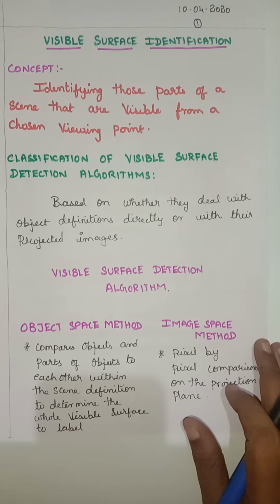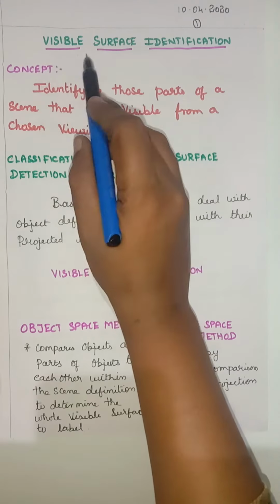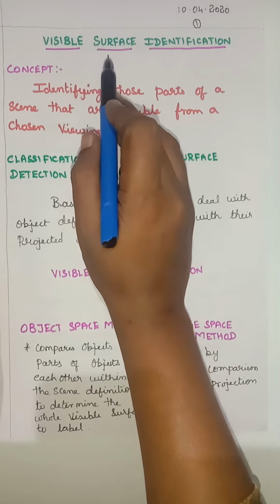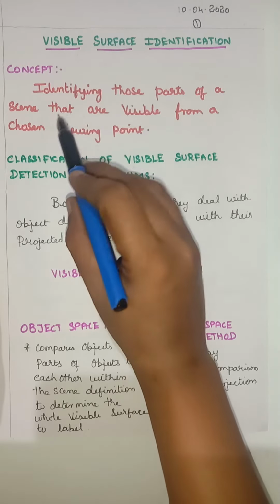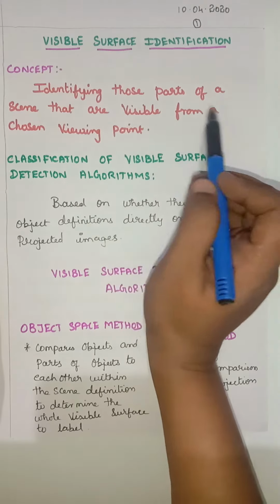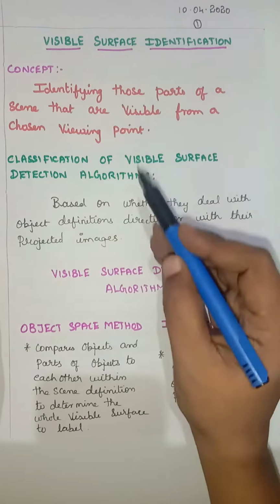In today's session, we are going to see about visible surface identification. The name itself tells you that from a viewing point, you are going to identify the visible surfaces of the scene. That is, identifying those parts of a scene that are visible from a chosen viewing point. This is called visible surface identification.